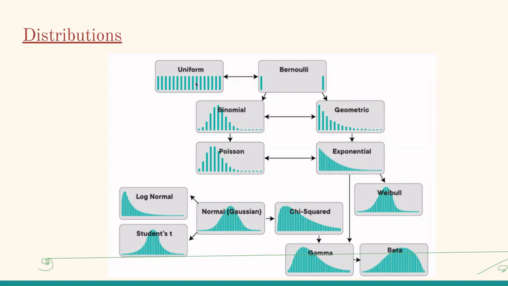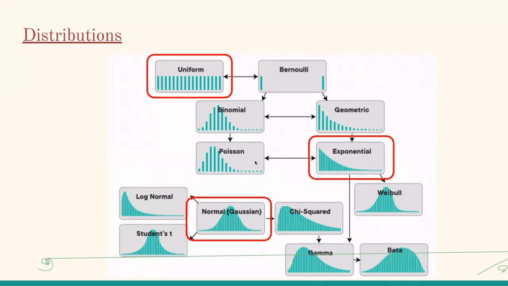As you can see here, there's uniform distribution, Bernoulli distribution, binomial, geometric, Poisson, exponential, log normal, etc. But for the interest of our course, we will only look at these three: uniform distribution, exponential, and normal distribution.